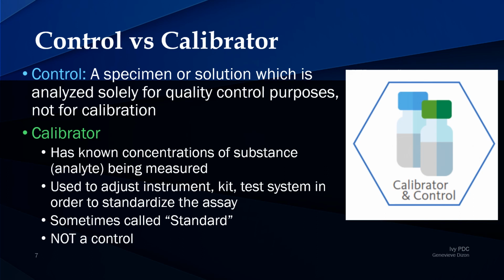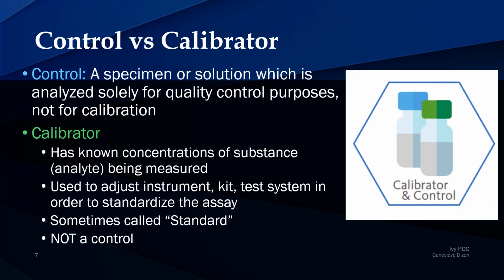A calibrator, on the other hand, has known concentrations of substances or analytes being measured. Now, this kind of has the same meaning as a control. Remember, the control also has known values. The calibrator also has known values, but there's a difference. A calibrator is used to adjust the instrument. It is used to adjust the kit, or the test system, in order to standardize the assay. So a calibrator is a substance with a specific concentration that gives the reference point for the instrument to adjust to. So it is used to set the machine, or to calibrate the measuring of the machine.